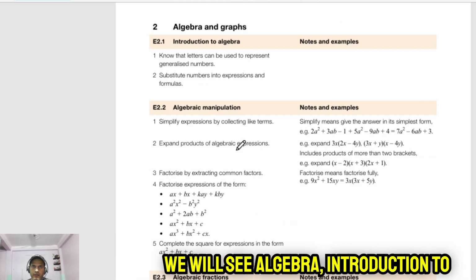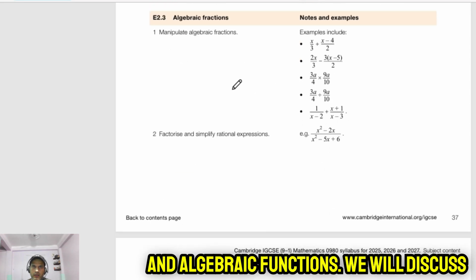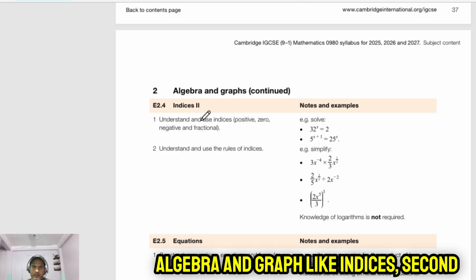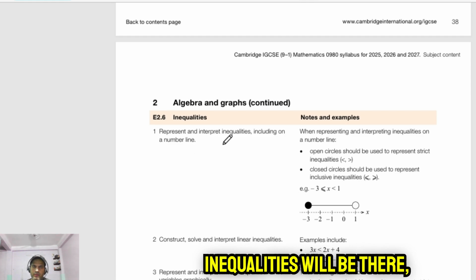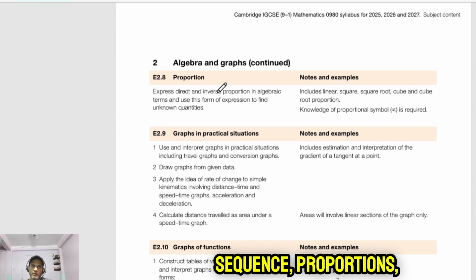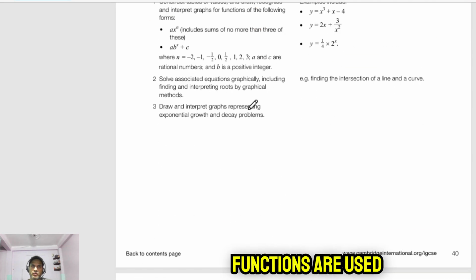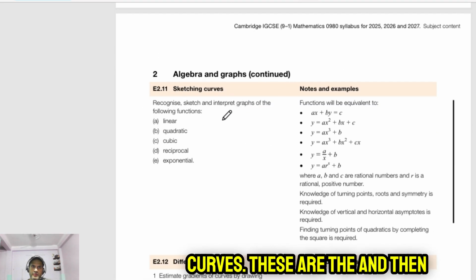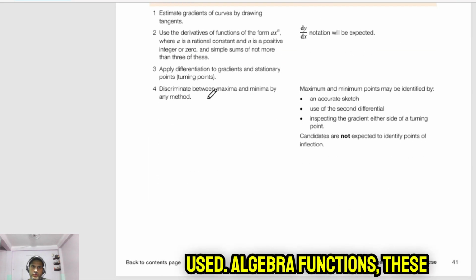We will see algebra: introduction to algebra, algebraic manipulation, and algebraic functions we will discuss. Algebra and graphs, like indices and quadratic equations we will discuss. And inequalities will be there. Sequences, proportion, graphs in practical situations, graphs of functions are used. And then algebra and graphs, sketching curves. And then differentiation. These will also be used.